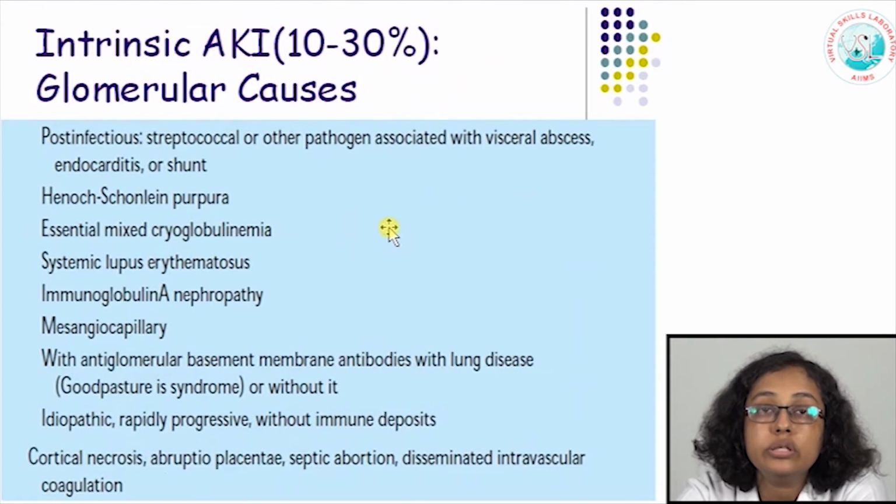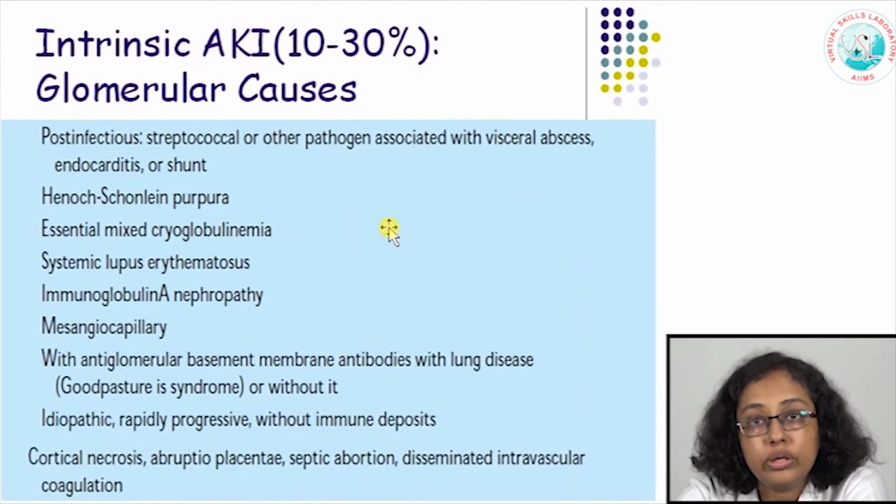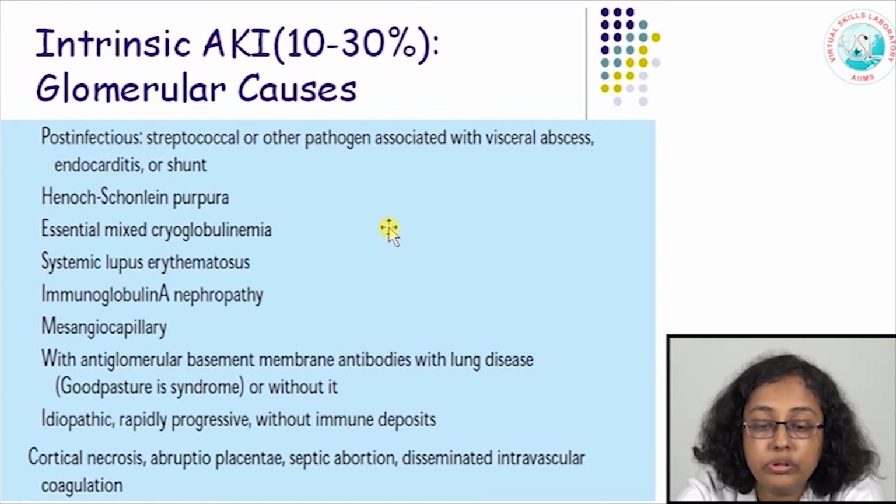Now, intrinsic acute kidney injury can also occur when the glomerular tissue is damaged, though less common. It can occur in any of the glomerular diseases, acute nephritic syndromes like post-infectious glomerulonephritis, Henoch-Schönlein purpura, lupus, IgA nephropathy, the glomerular basement anti-GBM disease, or the vasculitis-associated glomerular diseases.